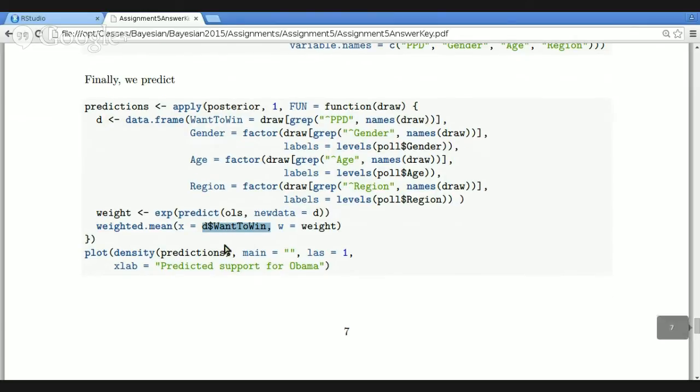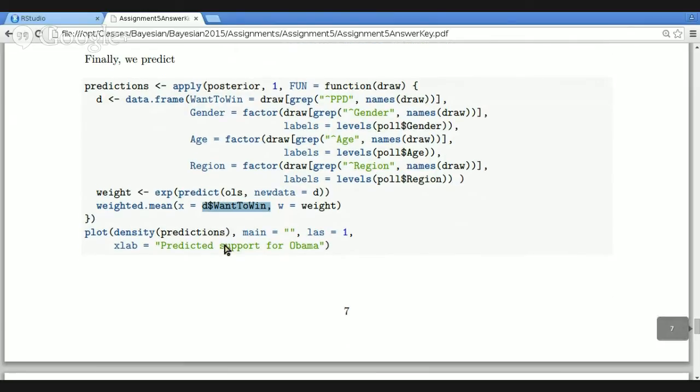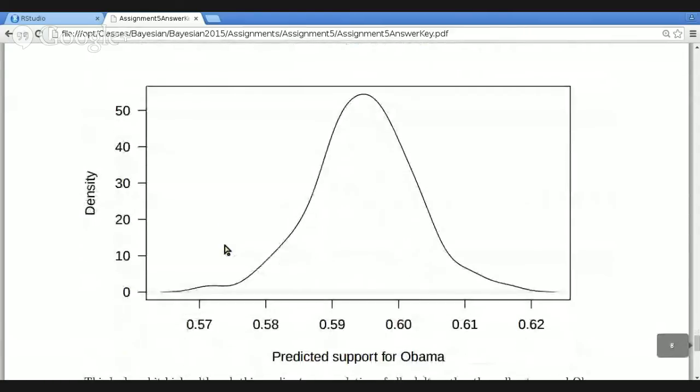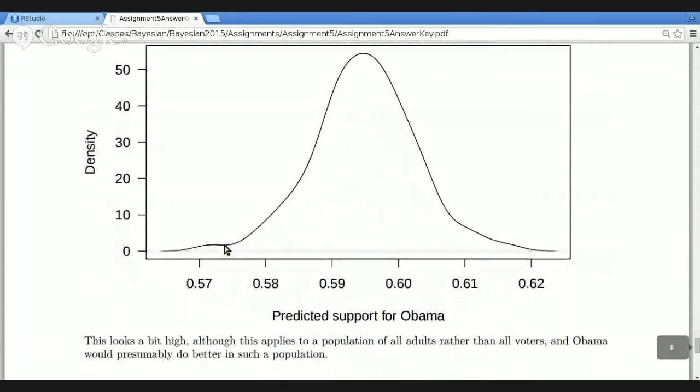And now we have like 1,000 draws for the mean. Mine came out with a distribution like this, which is basically putting the mode near 0.6 for Obama, which is 7 or 8 points higher than what he actually got in the election the next day.